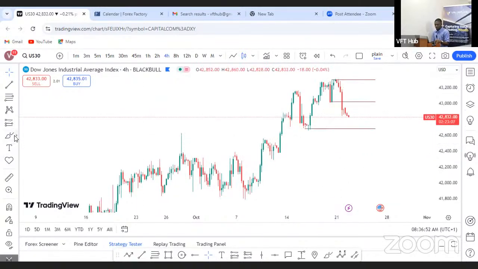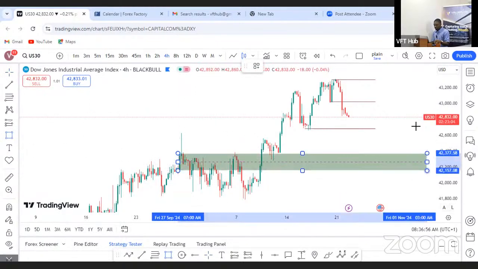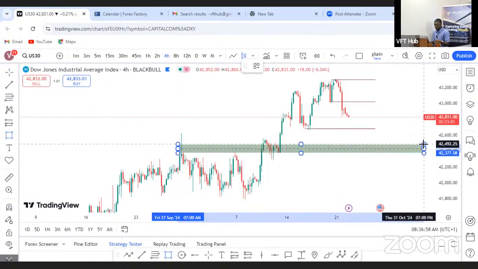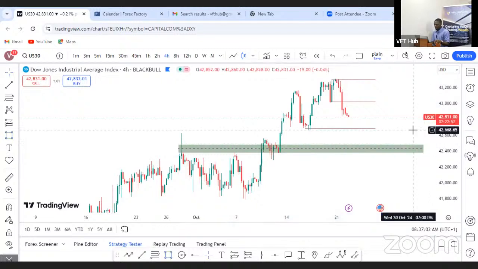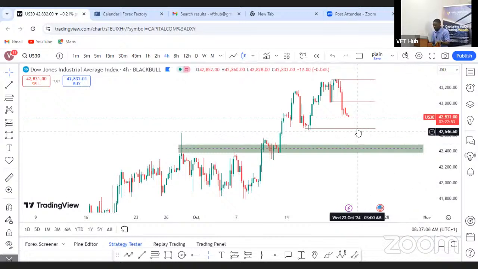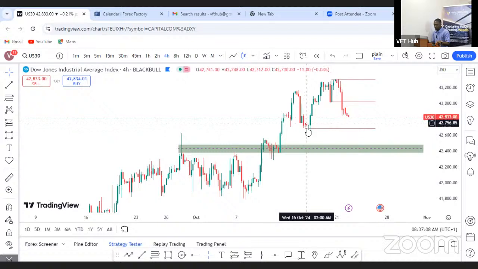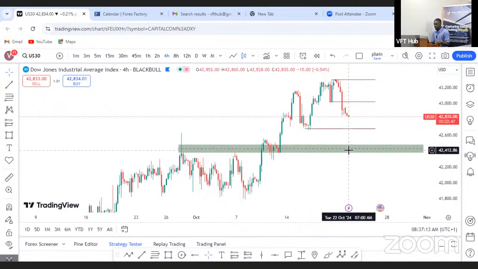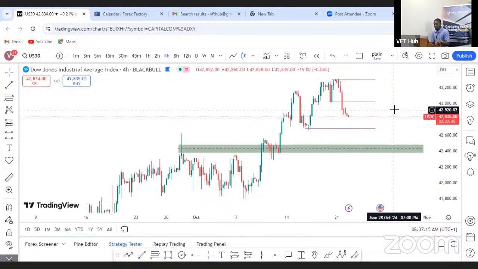Also, I'm having concern because we have an entire area that has not been touched around this level, right? So we can see price probably take out this higher low and then retest it to come into this zone before continuing this buy to the upside. So that's a major concern.